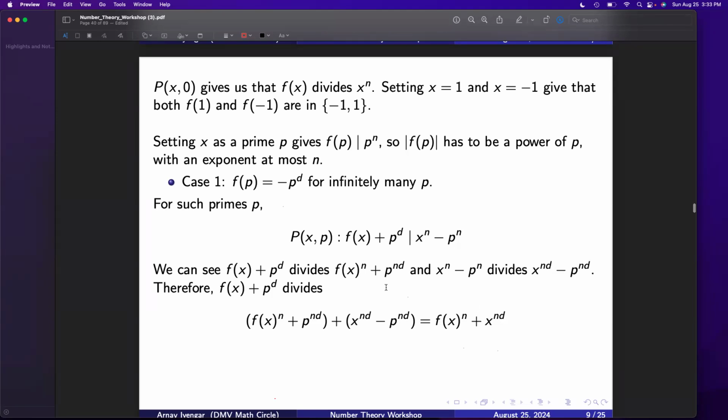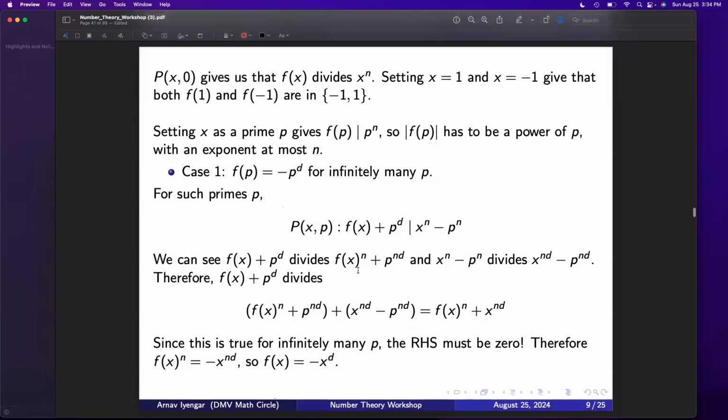And so if f of x plus p to the d has to divide this number, which has nothing in terms of p, what can you say about f of x to the n plus x to the nd? If it's true for all such primes p, of which there are infinitely many. Yeah, so it always divides, and so what will that imply about the right hand side? Yeah, so the right hand side has to be 0.